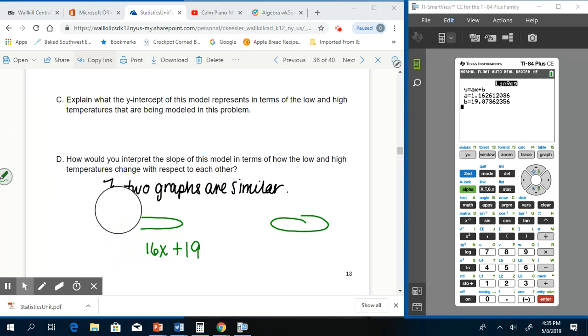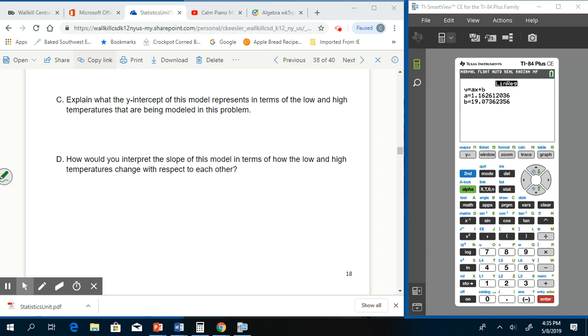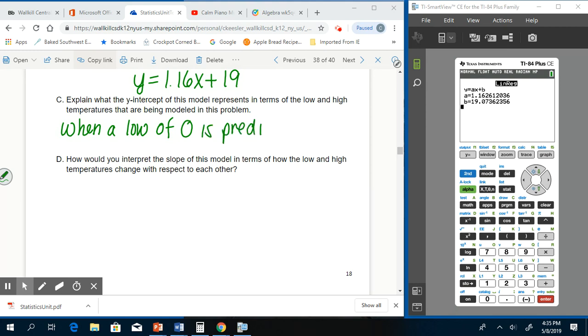So now the next part says, explain what the y-intercept of this model represents in terms of the low and high temperatures that are being modeled in the problem. So again, it was y equals 1.16x plus 19. Our y-intercept is 19, so that means that when a low of 0 is predicted, we can expect a high of 19 degrees Fahrenheit. Okay, so the y-intercept just tells you what the y would be in relationship to the x at 0.